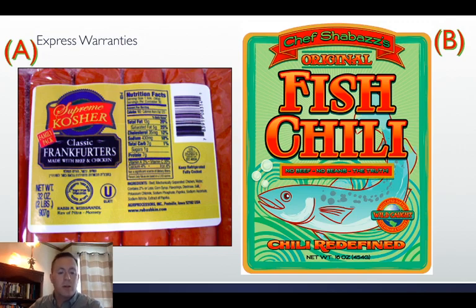Of course, the ingredients are very important. They're warranting to you that that is what is in there. Another important one on the bottom left is the net weight. 32 ounces there, or 2 pounds of food product. That's important to people when you're looking at the price, to know what you're paying for and how much you're getting per ounce or per pound, as the case may be.